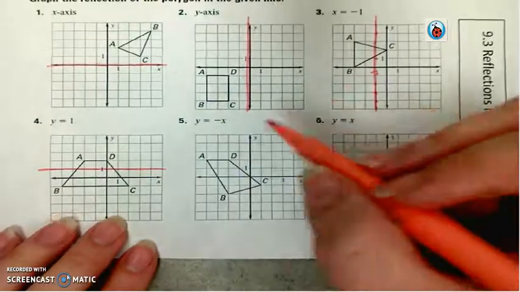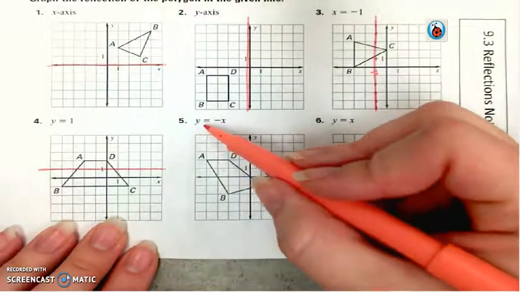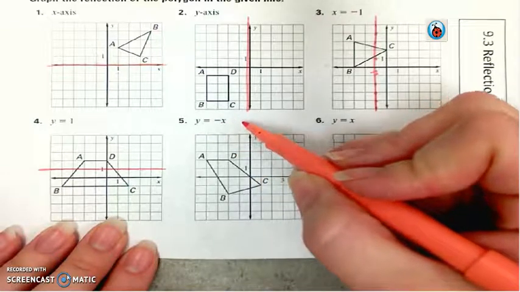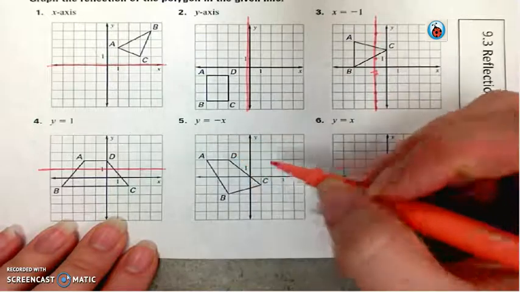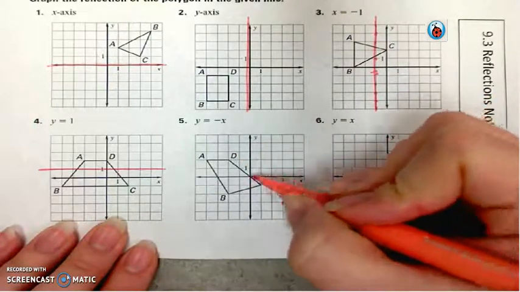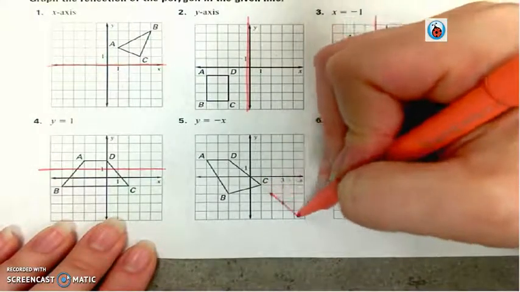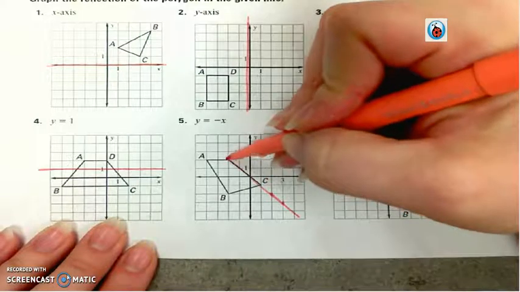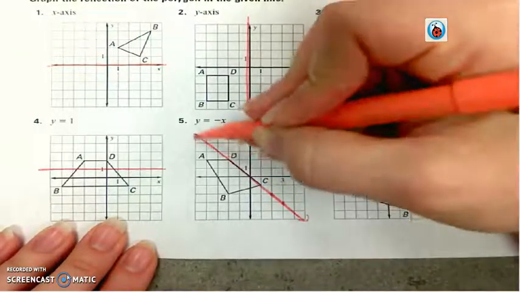Number 5, when the y value is opposite the x value, or you could think of that as a y equals mx plus b, a slope of -1. But the y values are opposite, so like if x is 3, y is -3, 2, -2. So it's going to be a perfectly 45-degree angle, negative sloping line.